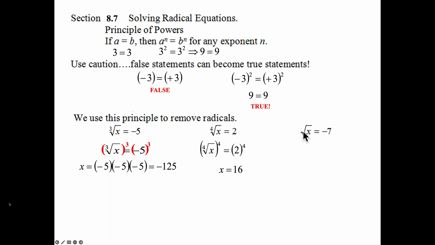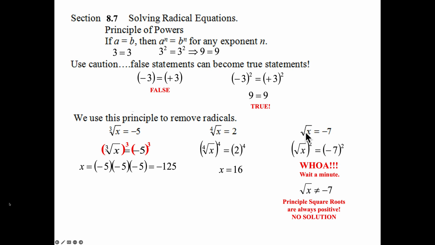Here we have, there's no root number, so that's a square root. So we would want to take both sides to the power of 2. Wait a minute. I'm looking at this negative 7 being squared. That's going to change it from a negative to a positive. That's not good. Square root principle says that all square roots must equal a positive number. So this is not possible. So this would be no solution.